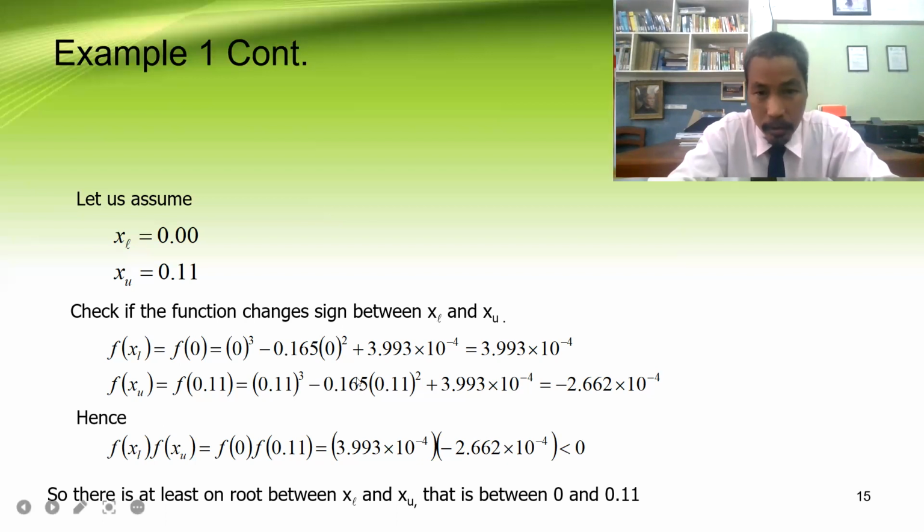So therefore, using that, we can solve the midpoint, because we already know that if we multiply this function, the answer is negative or less than 0, and it satisfies the theorem. We know that there is at least one root between XL and XU, that is, between 0 and 0.11.